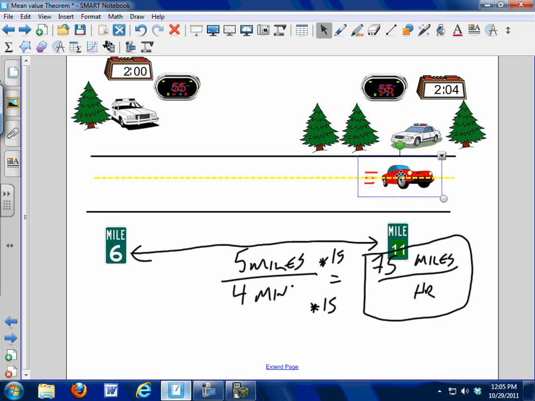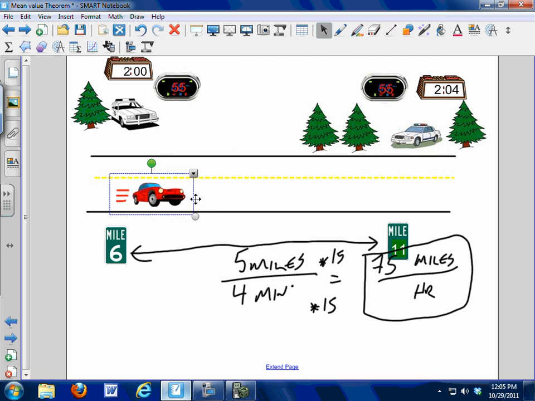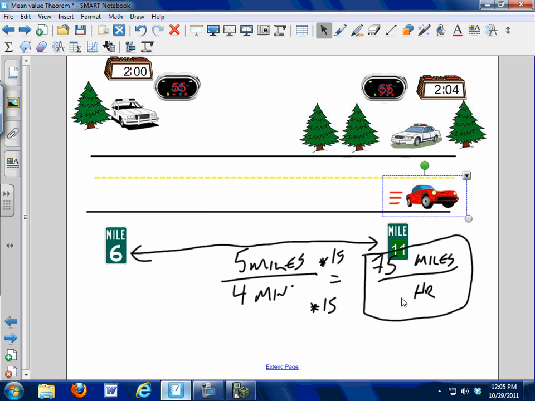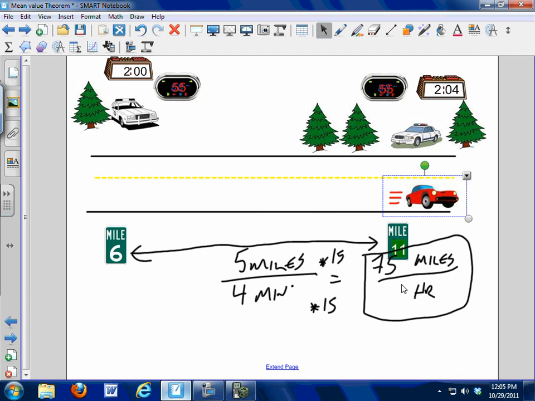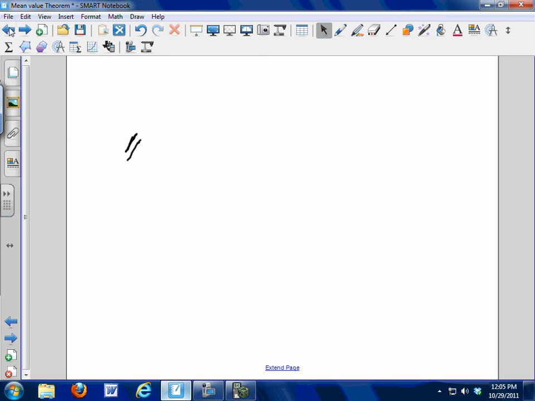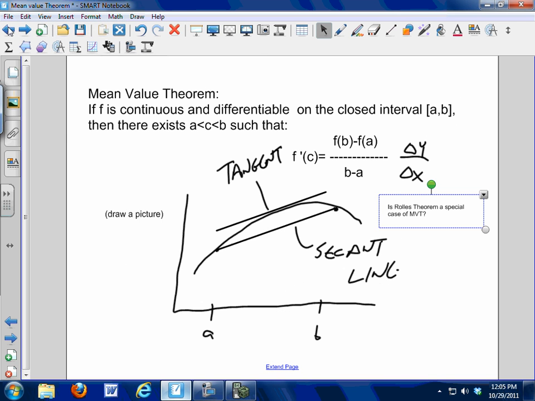Even though when we saw you, your instantaneous speed was 55, and your instantaneous speed here was 55, at some point along this interval, you had to be going 75 miles an hour. So you, sir, have violated the laws of calculus in this range. Because the mean value theorem, basically, when we're talking about, let me go back to here, we're talking about the tangent line and the secant line.